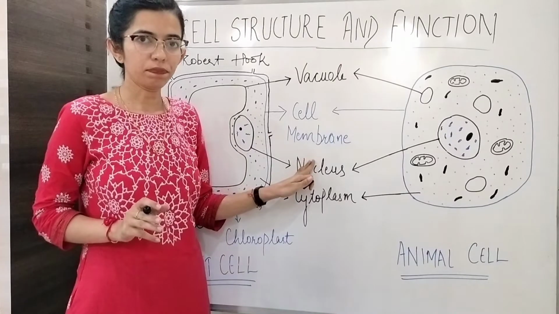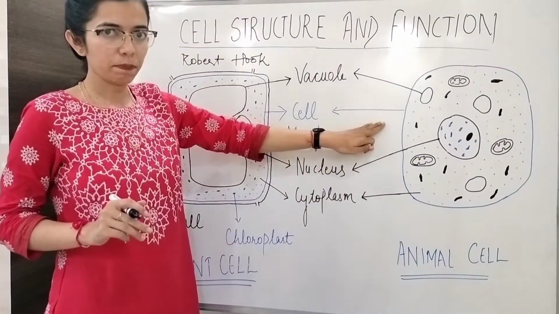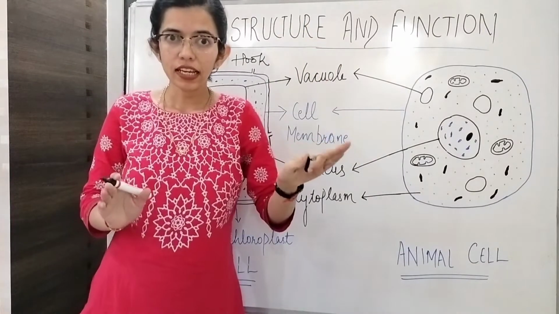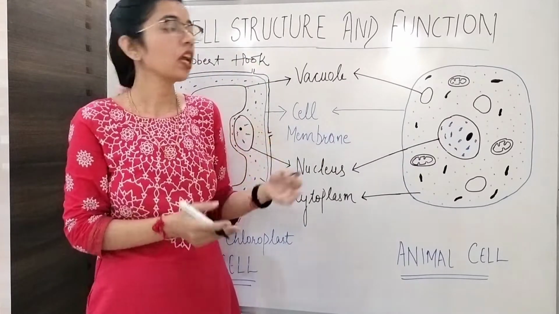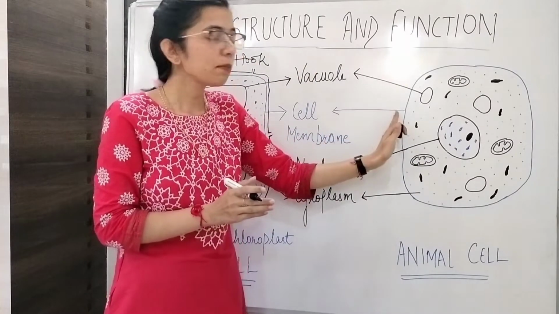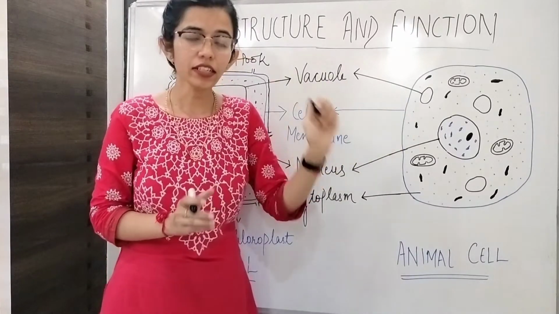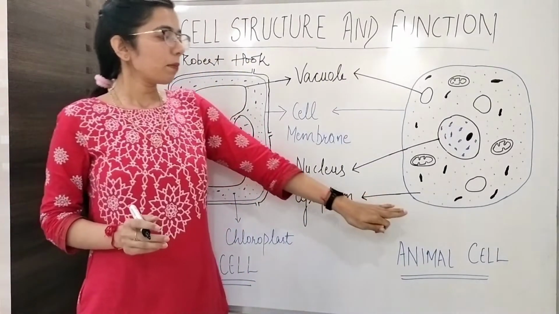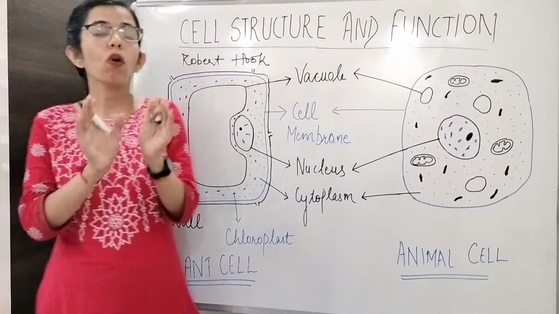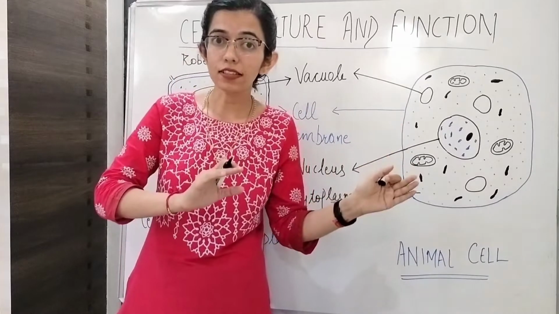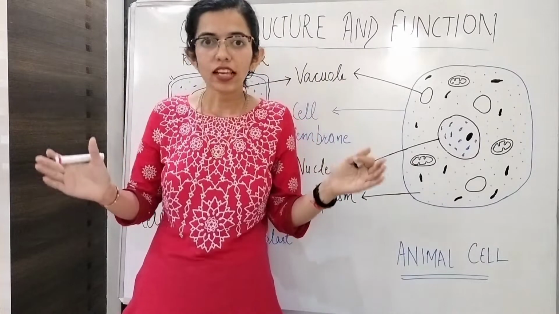First is cell membrane. So cell membrane is the outer boundary of the cell that provides shape to the cell. It also separates the cell from the other cells. Also, this cell membrane separates the cell from the external medium. Alright. Now, this cell membrane contains small pores inside it, and these small pores allow the substances or materials to pass through it from both the sides of the cell.